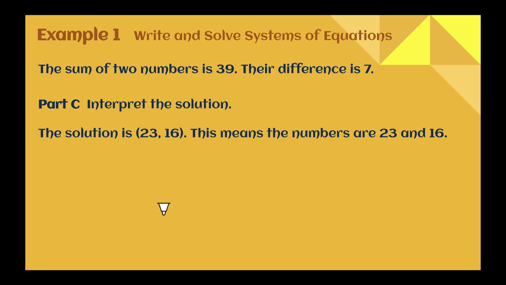So now let's interpret our solution. Since we're given a word problem, we need to be able to put it back into the context and define what each number means. Here we were just talking about two numbers. We got x was 23 and y was 16. So that's your solution. That just means that the two numbers are 23 and 16.